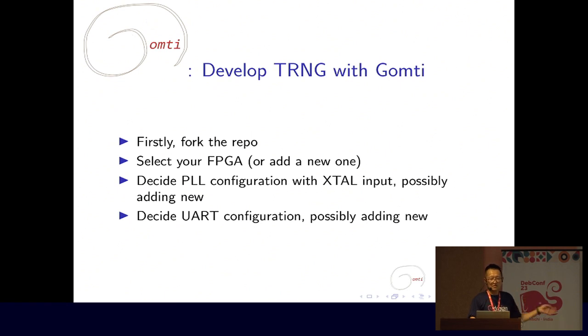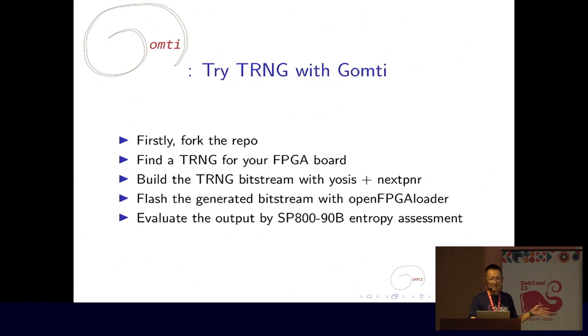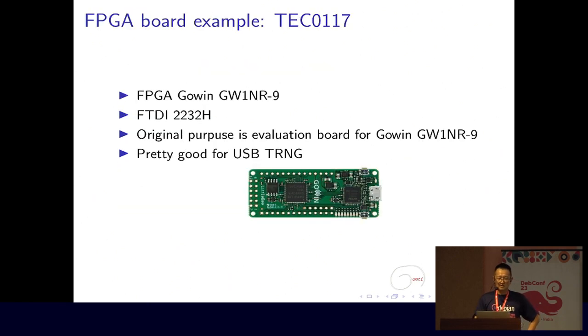Please clone the repo and fork it, select the FPGA and configuration, and build with Yosys plus nextpnr. And you can evaluate the sequence using the SP 800-90B entropy assessment. And this is an example, a running example of the board.